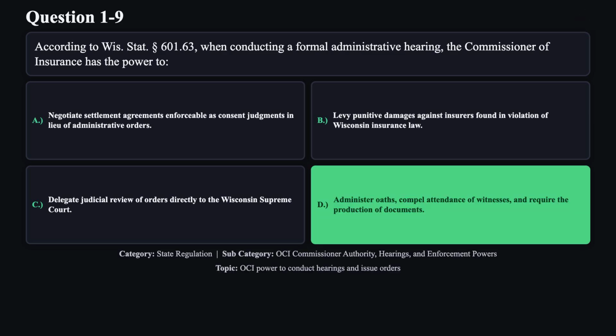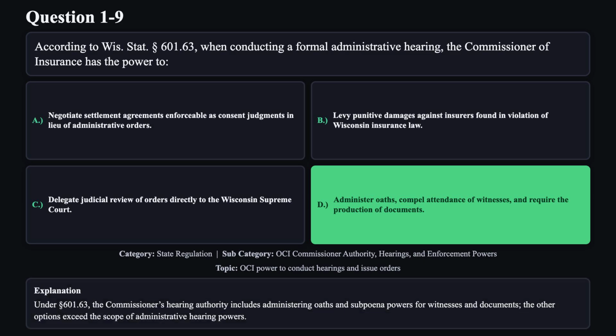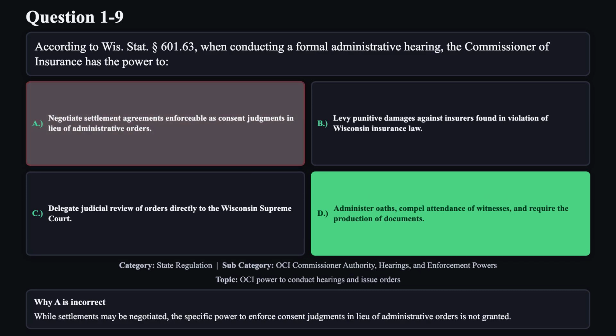The correct answer is D. Under Section 601.63, the Commissioner's hearing authority includes administering oaths and subpoena powers for witnesses and documents. The other options exceed the scope of administrative hearing powers. Reason A is not correct. While settlements may be negotiated, the specific power to enforce consent judgments in lieu of administrative orders is not granted.